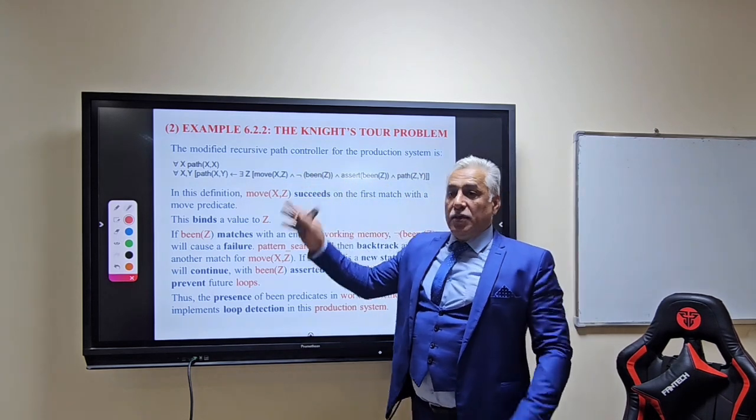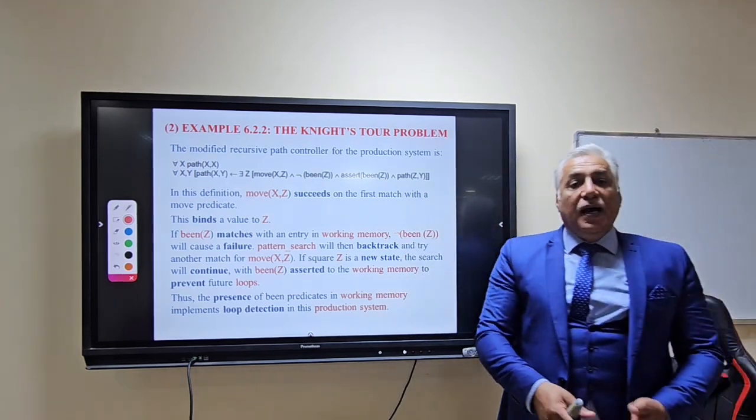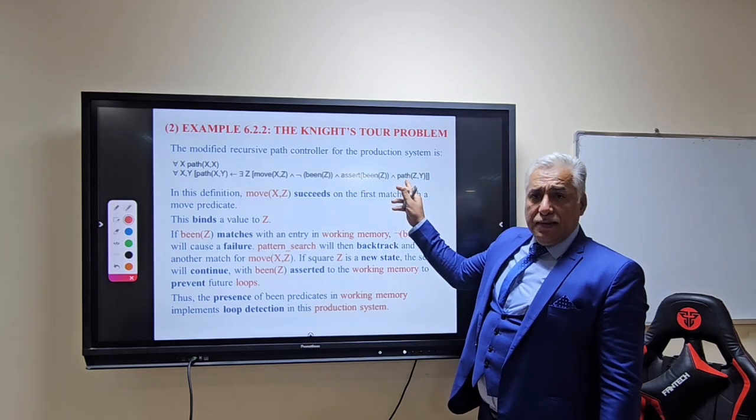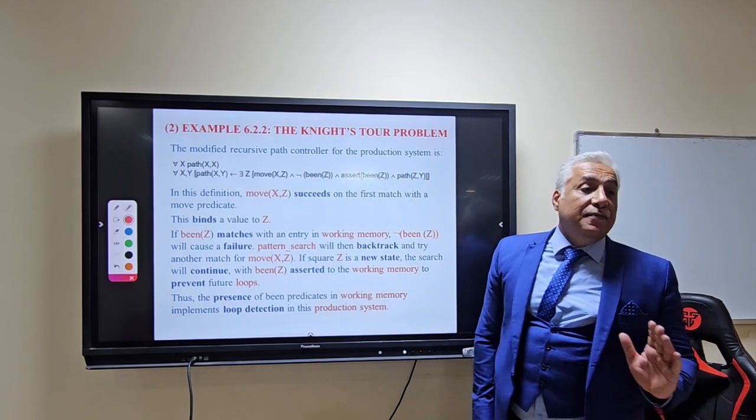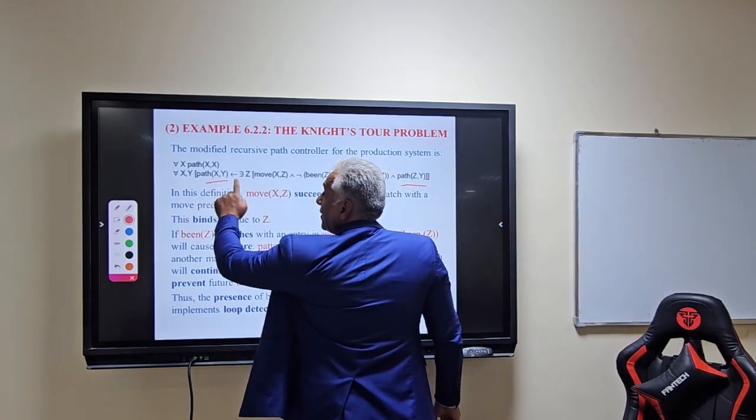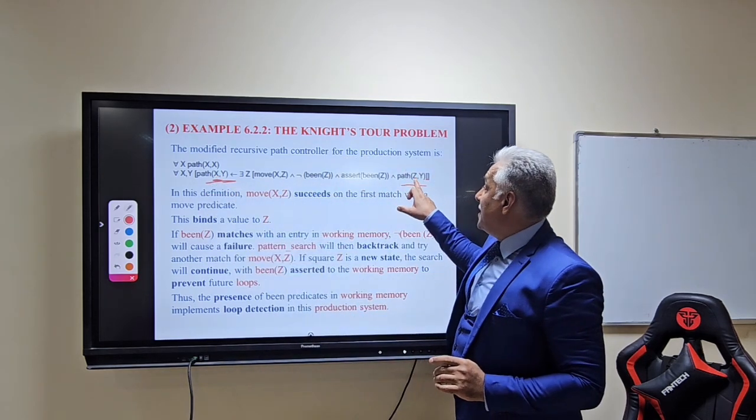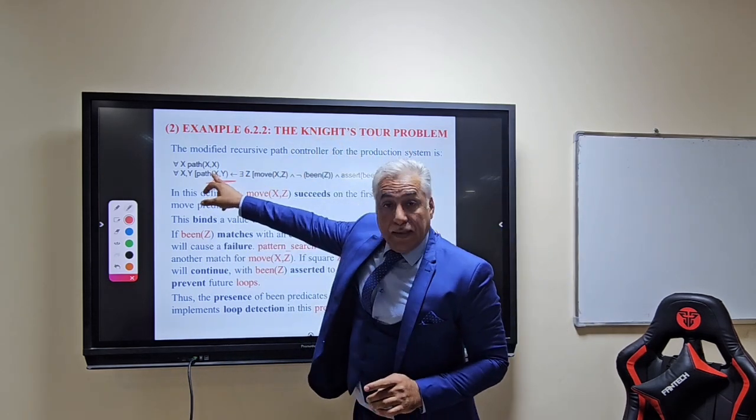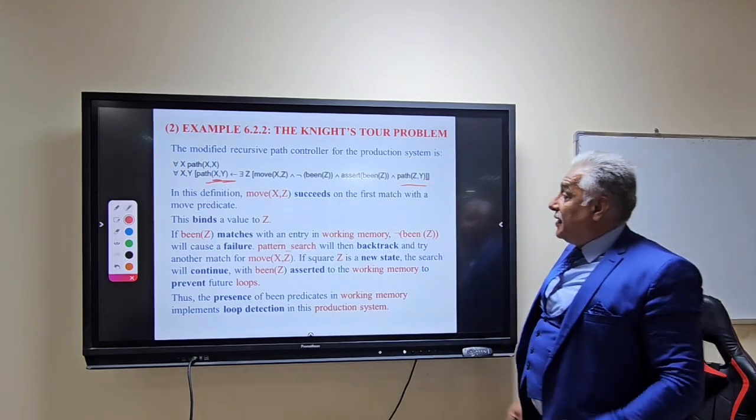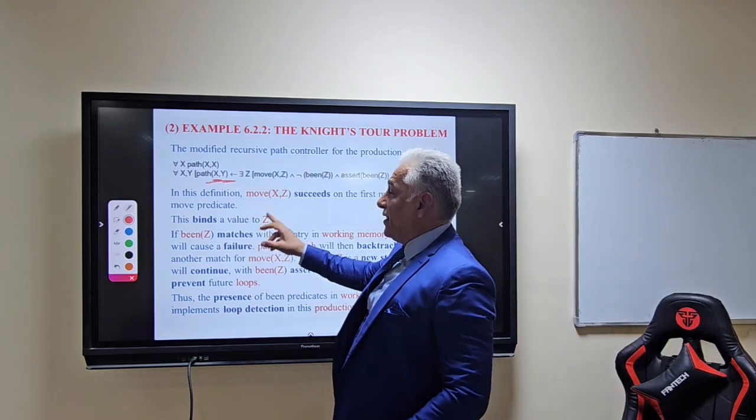That means if Z was not visited, now mark it as visited by asserting pin Z. And path Z Y. Now path Z Y will change here because X will be Z. The duplication of Z here will modify X here. And this move X Z succeeds on the first match with the move predicate. This binds a value to Z.